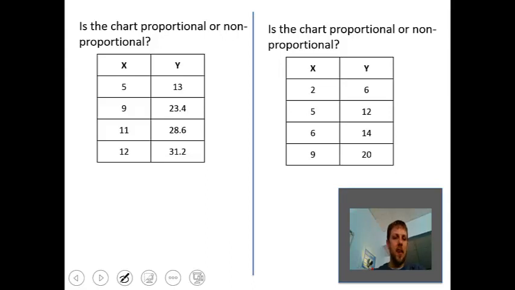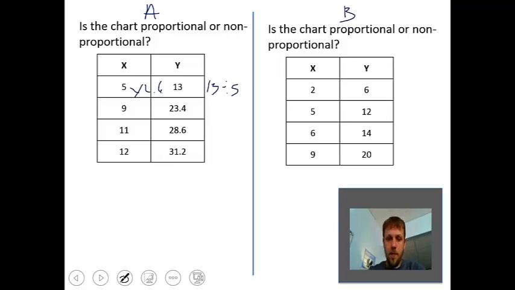All right, so let's test it out. Are these proportional or non-proportional? This is sample A, and I'll call this sample B. Try on your own. Sample A, if I take 13 and I divide it by 5, 13 divided by 5 is 2.6. So this is being multiplied by 2.6.